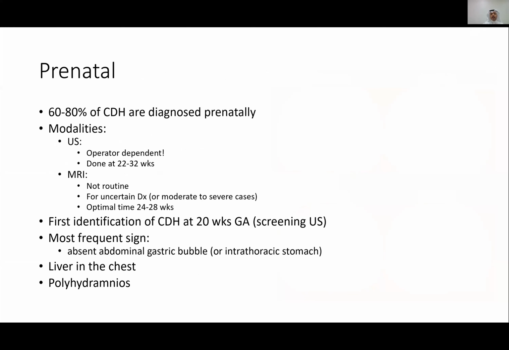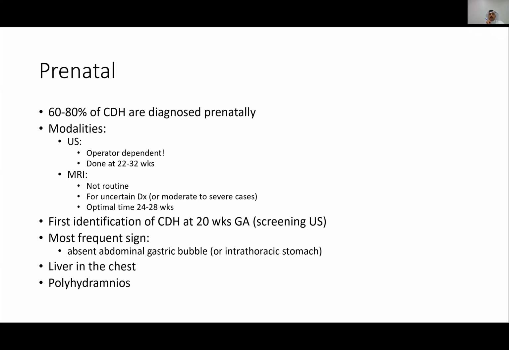So let's go prenatally. Most of these patients are diagnosed on prenatal ultrasound, usually at about 22 to 32 weeks gestation. Unfortunately, ultrasound is operator dependent, so it may not pick that up early on, but it's usually visible on ultrasound. MRI, again, is not routine. It is reserved for uncertain cases or cases with moderate to severe risk factors in order to better inform the family. The optimal time for MRI is between 24 to 28 weeks gestation.